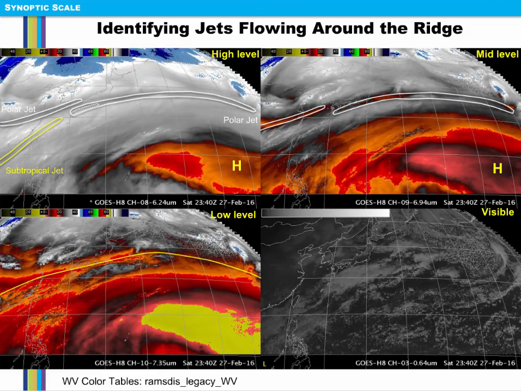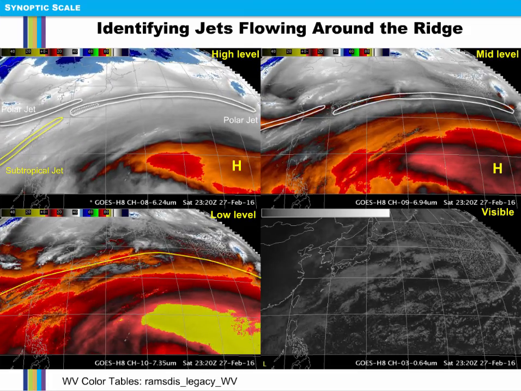The dashed white contour in the high-level image depicts what appears to be a jet streak embedded within the polar jet, determined from the fast-moving patches of cirrus in the imagery.